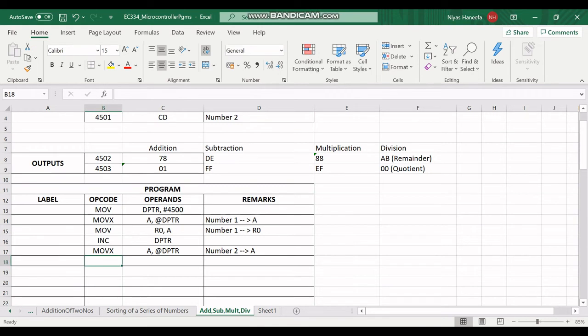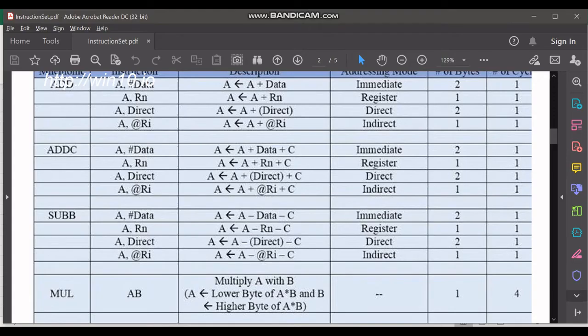Then you have to subtract. So you have to check the instructions for subtraction. If you check the instruction for subtraction, there is no SUB. You have only subtract with borrow. What this does is subtract the value in A minus Rn minus borrow. Borrow means carry. That is what is written here: A minus Rn minus carry.